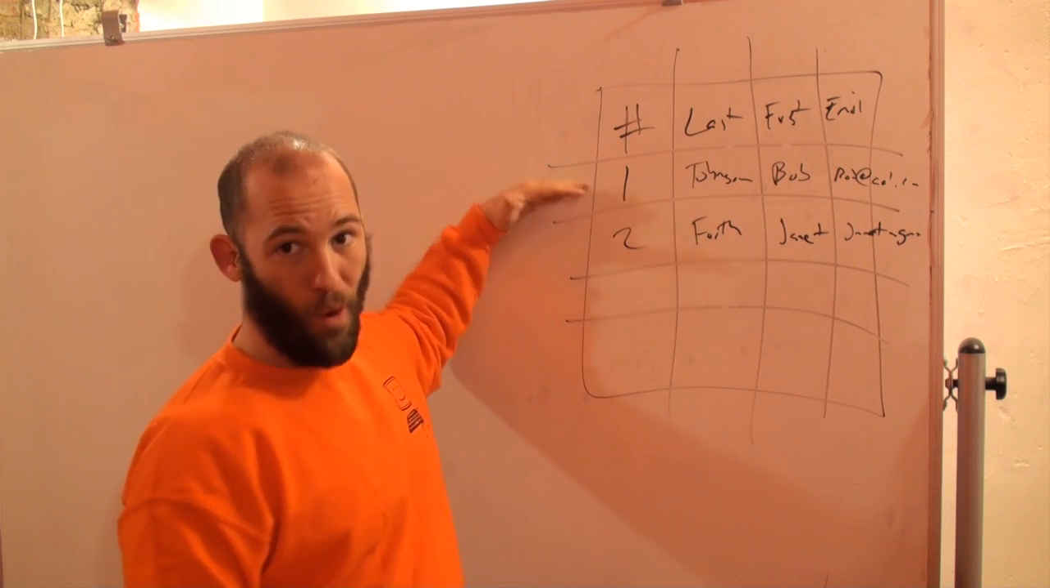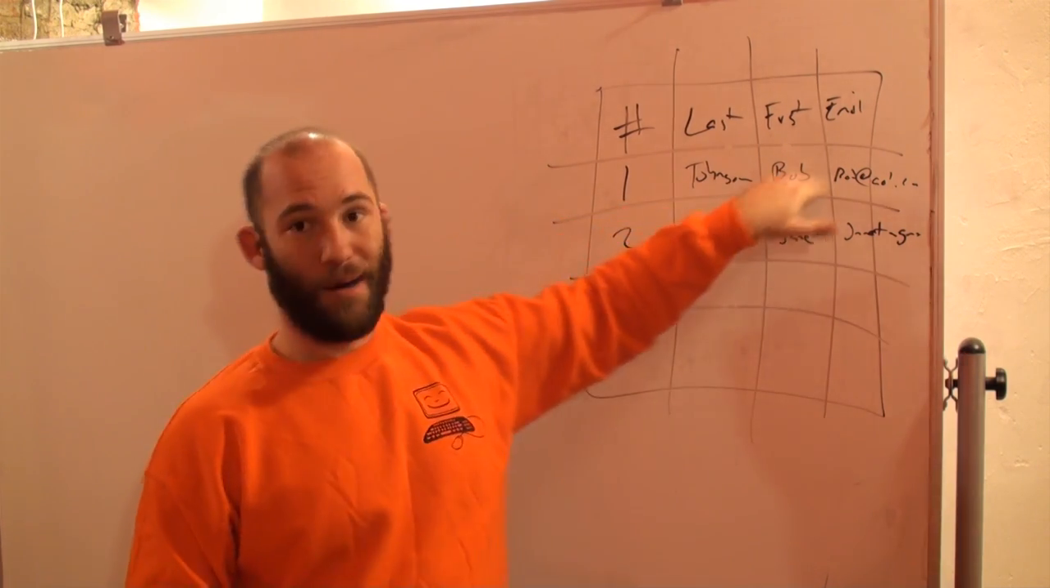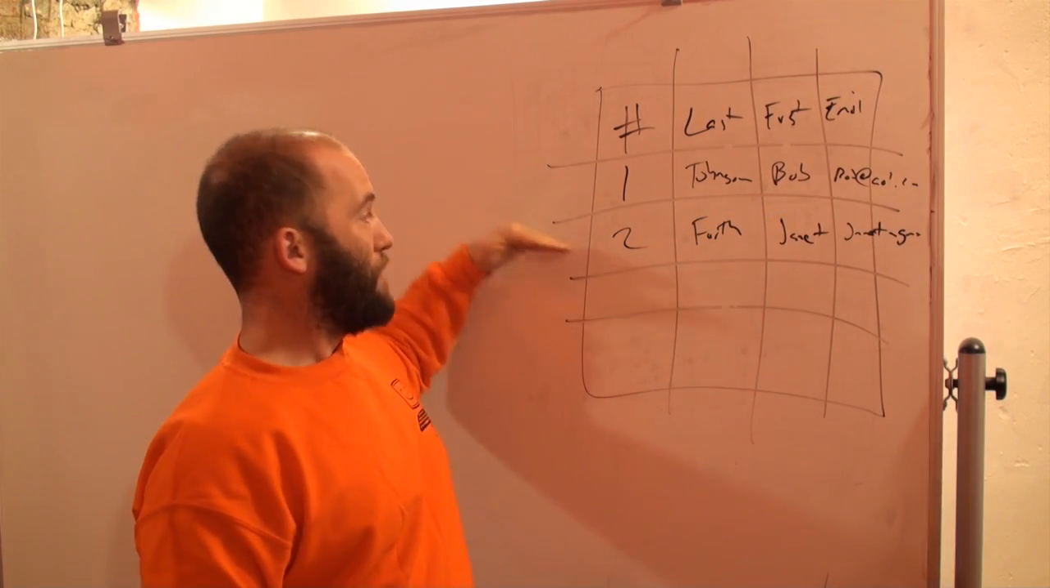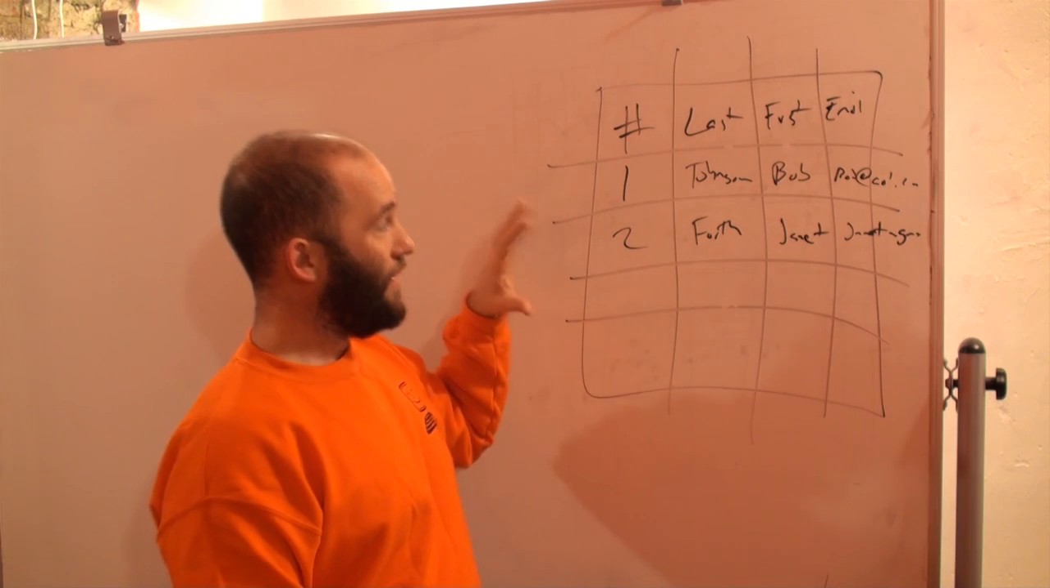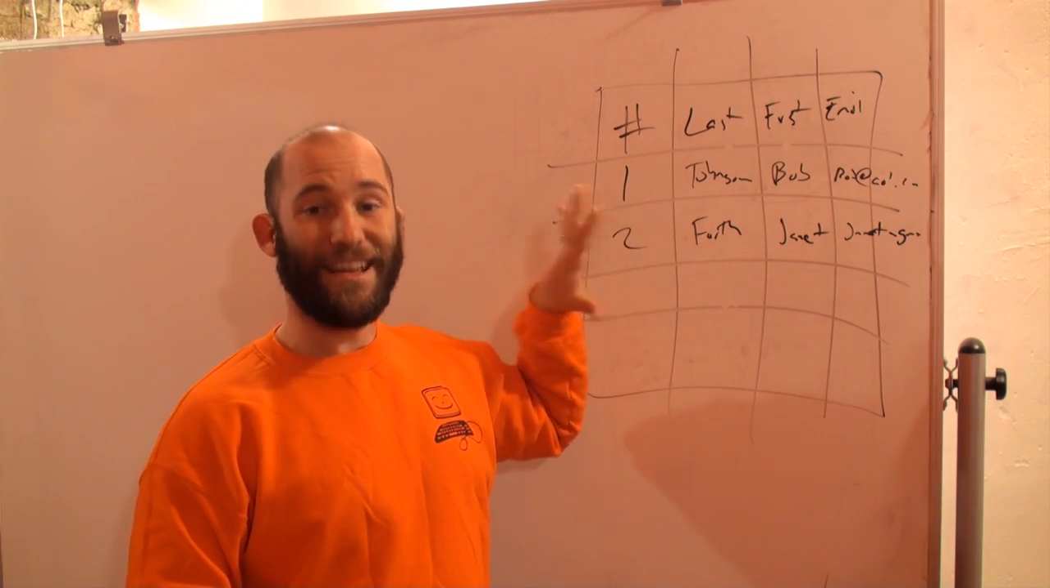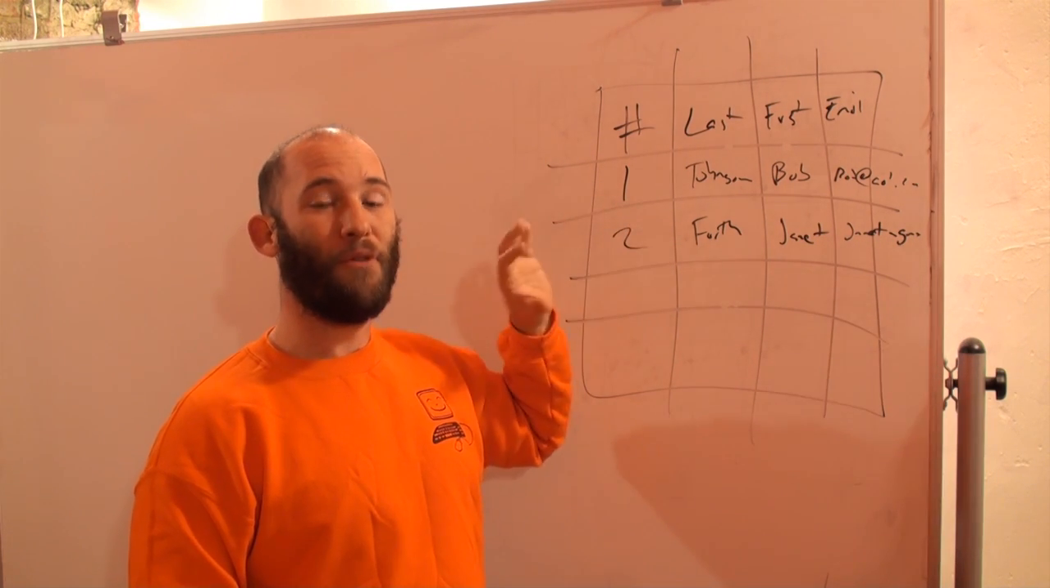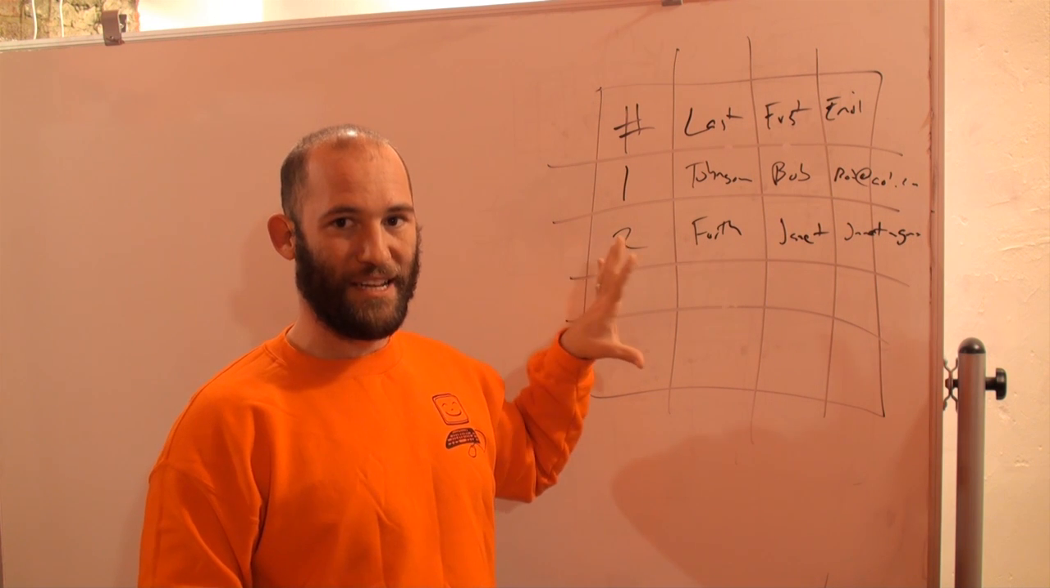So member 1 is Thompson, bob@aol.com. Member 2 is Forth, janet@gmail.com. Just keep this in mind. Databases get a lot more complicated than this, but right now this is all you really need to understand.